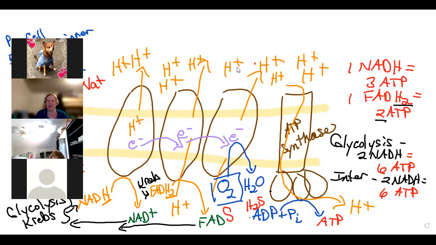Okay, and then from the Krebs cycle, I'm running out of room here. We're just going to have to draw over the top here. I have 6 NADH, and I have 2 FADH2s. Okay, how many ATPs am I going to get? 18. And then how many FADH2s? The FADH2s are going to give me how many ATPs?